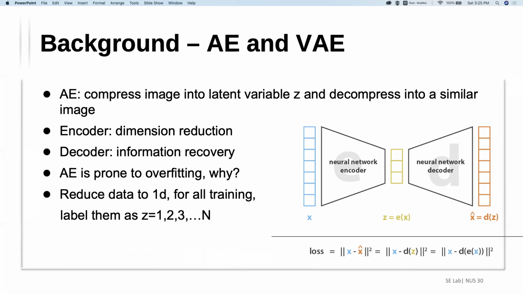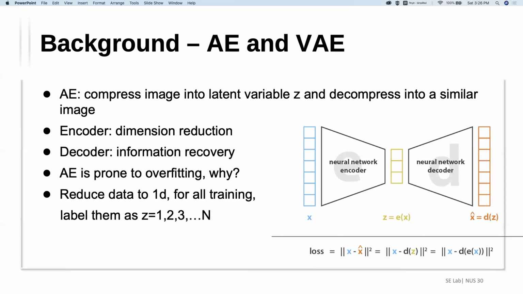One way to design the loss is the reconstruction loss. It tries to minimize the loss of information due to dimension reduction and information recovery, so we make sure that X and X hat are close. Keep going, I think there are no questions on these slides. I think Xiaoling has been an expert on these slides. But this design is actually prone to overfitting.